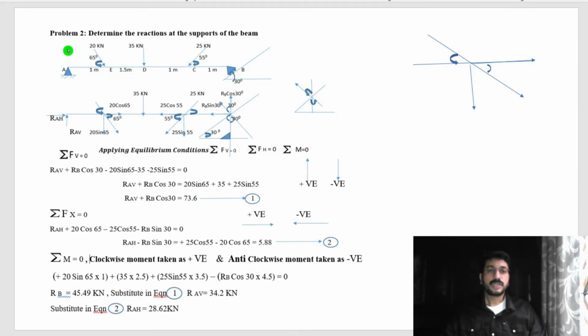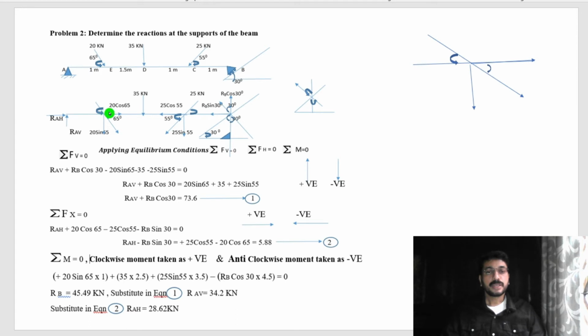Let us work out another example. Problem number 2. Determine the reactions at the supports of the beam. Here, since A is a hinged support having two reactions, RH and RAV, perpendicular to each other. Here the 20 kilonewton force makes an angle of 65 degrees with the horizontal. Extend that load in the downward direction. Then we get 65 degrees here.